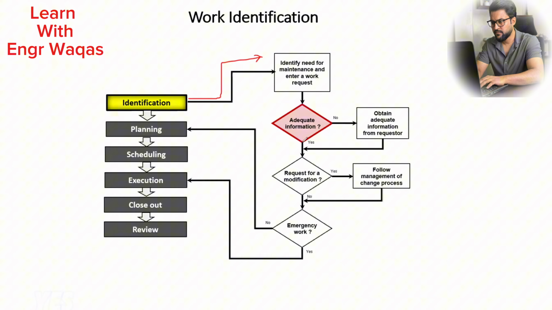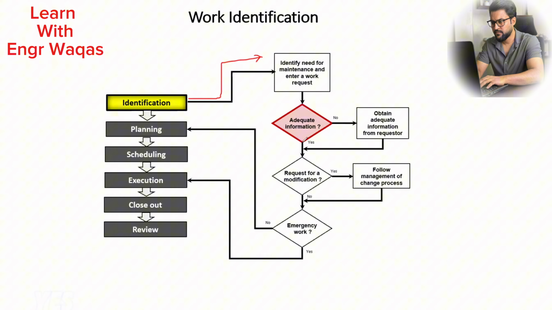I'll give you an example. You're working on a plant, on an oil and gas refinery. Let's say you identify there is a positive displacement pump not working properly, so that is identification. So you are going to raise a work request. That is the first thing. Then after that, you should collect adequate information: why that pump is not working properly, what is the reason behind the malfunctioning.